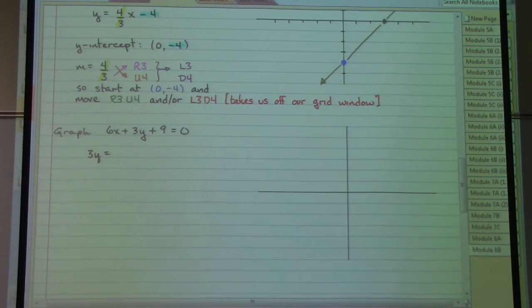We can start by getting the 3y by itself, and one version of doing so would mean that we would subtract 6x and subtract 9 on both sides. From there, we would want to divide on both sides by 3, meaning that we would want to take each individual term and divide by 3. This would give us y equals negative 2x minus 3.